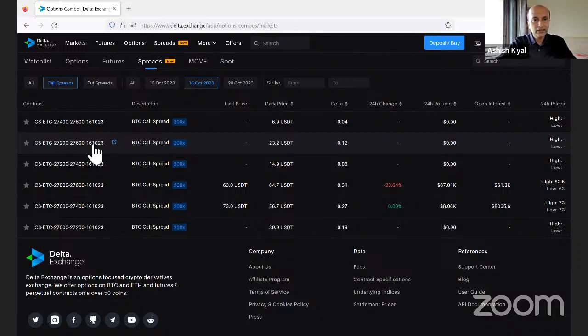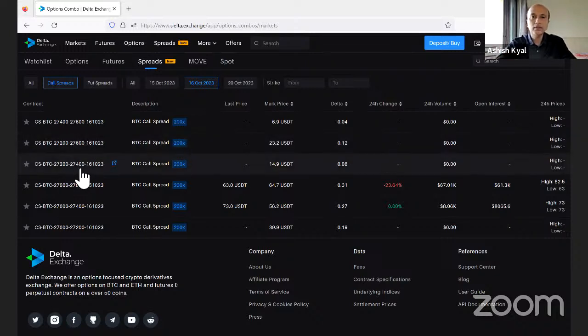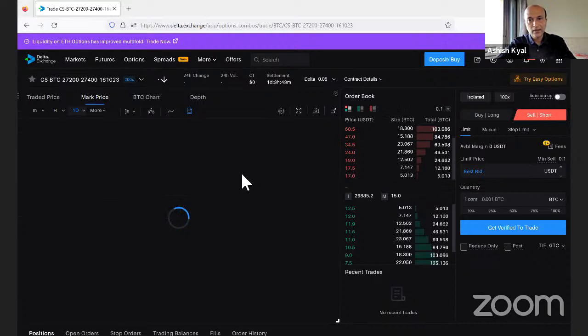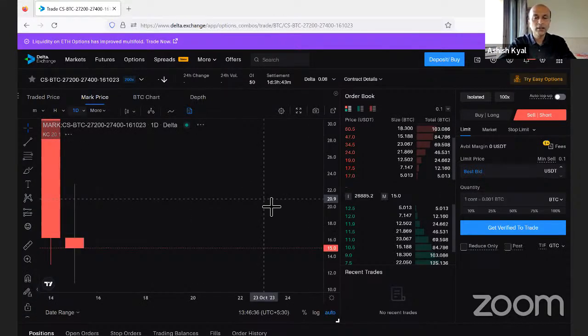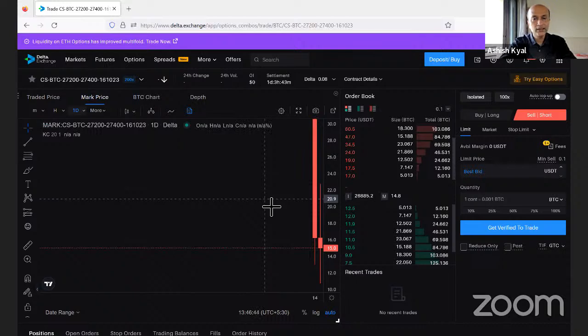So we can create a position of selling this and buying 27,600, or better than that, a spread of 27,200 and 27,400, which means that if I sell this spread, I am expecting Bitcoin should not cross 27,200 by the expiry of 16th October.